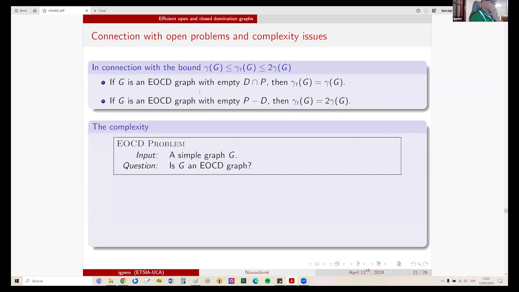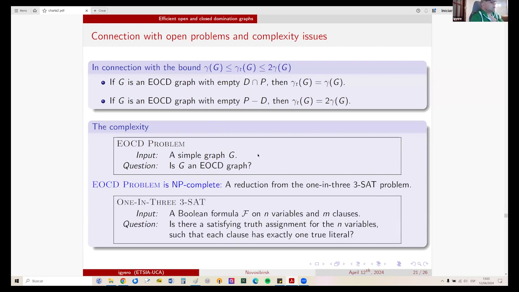And the other question was related to how difficult it is. If we have a graph, is G an efficient open closed domination graph? Well, this problem is NP-complete. And to show this, we use a reduction from the 1-in-3 SAT problem. So we have a Boolean formula with n variables and m clauses. And the question is: is there a satisfying truth assignment of the variables so that each clause has exactly one true literal?